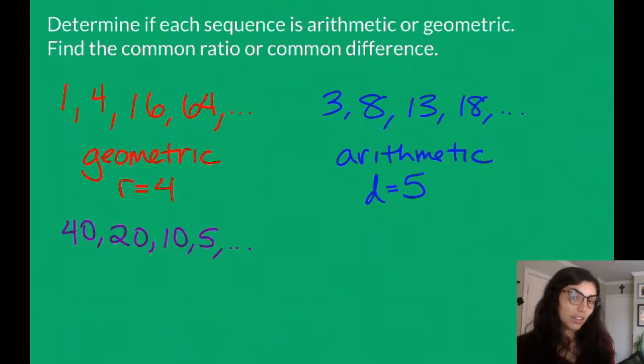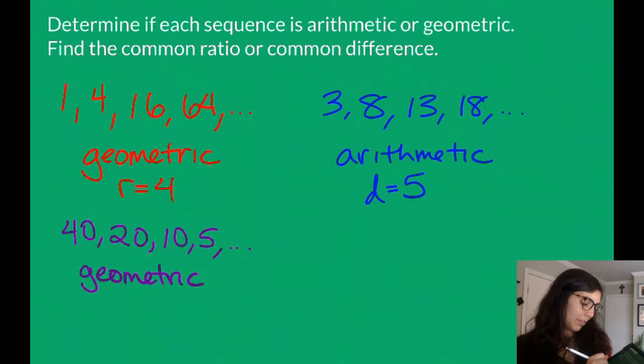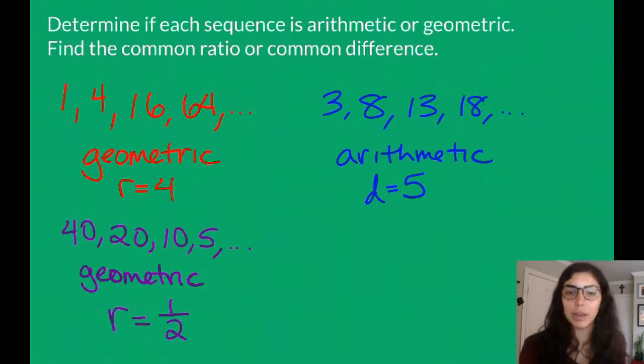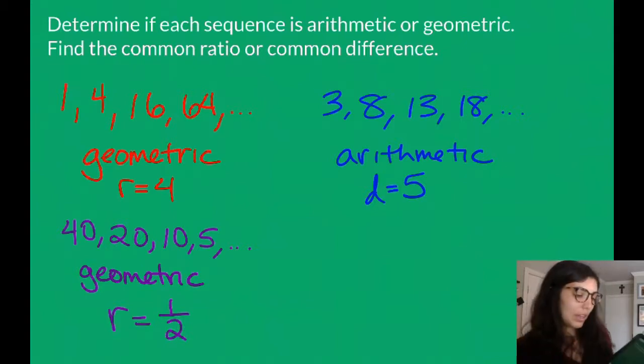Since I used division, or multiplied by the fraction 1/2, this would be a geometric sequence. Geometric sequences have a common ratio, and in this case, since I'm dividing by 2, it's represented by the fraction 1/2, because I am dividing by 2. Fractions are division, division are fractions.